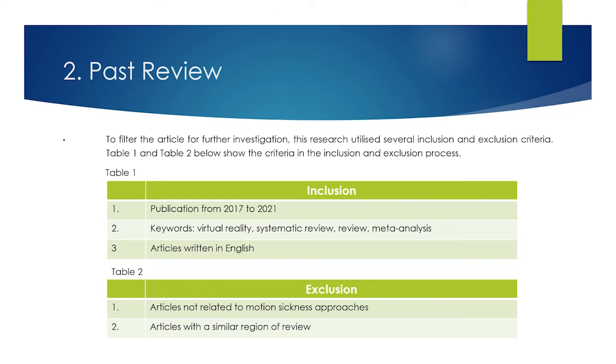To filter the articles for further investigation, this research utilized several inclusion and exclusion criteria. Table 1 and Table 2 below show the criteria in the inclusion and exclusion process. Table 1 shows the inclusion process. Number 1, publication from 2017 to 2021. Number 2, the keywords used are virtual reality, systematic review, and meta-analysis. Number 3, articles are all written in English. Table 2, exclusion criteria. Number 1, articles not related to the motion sickness approaches, and number 2, articles with similar regions of review.